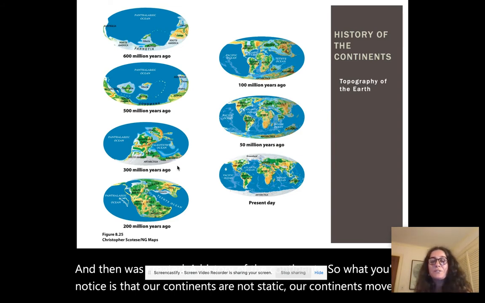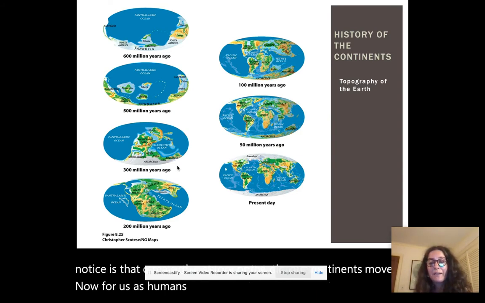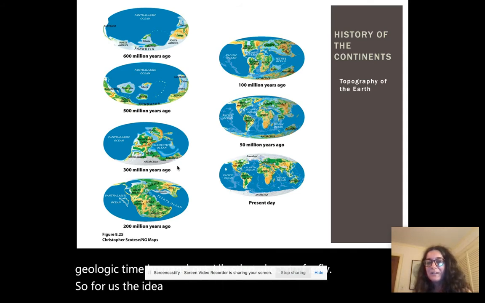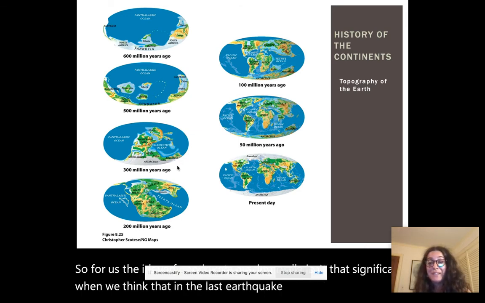Now, for us as humans, our lifespan in comparison to the Earth's geologic time is very short, like that almost of a fly. So, for us, the idea of continents moving really isn't that significant when we think that in the last earthquake, Japan moved 6 feet. And that's really considered in geologic time pretty significant.